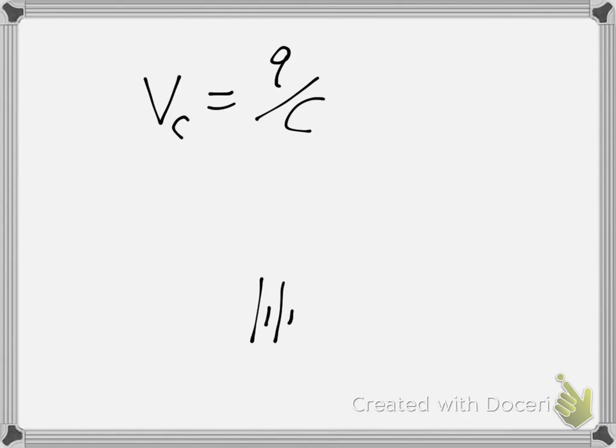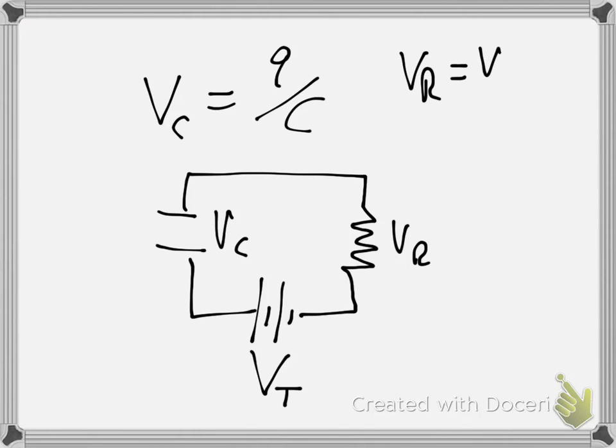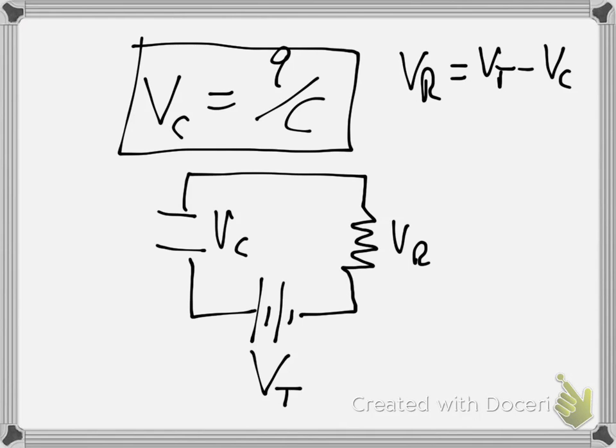So let's look here. You have some voltage across the capacitor and some voltage across the resistor. This is your total voltage. Your voltage across the resistor must equal your total voltage minus the voltage across the capacitor. So if you can find VC, you can calculate VR. Now that you know the voltage across the resistor and you know its resistance, I will equal VR over R. All right, so there you go.